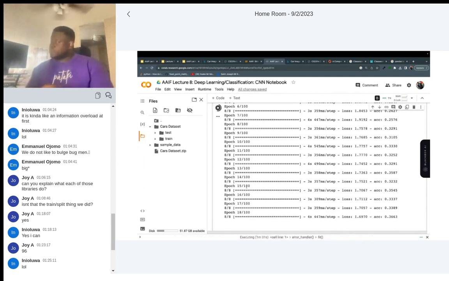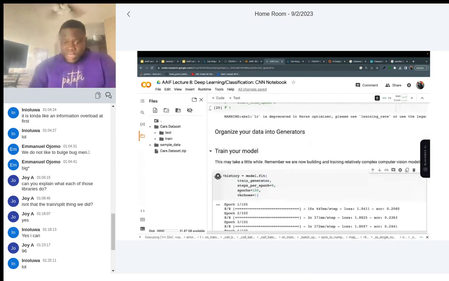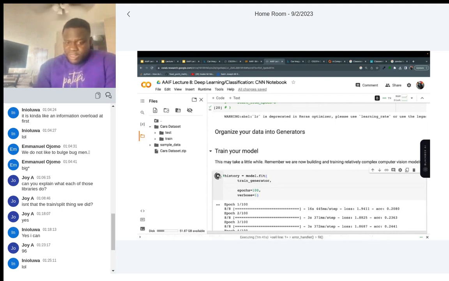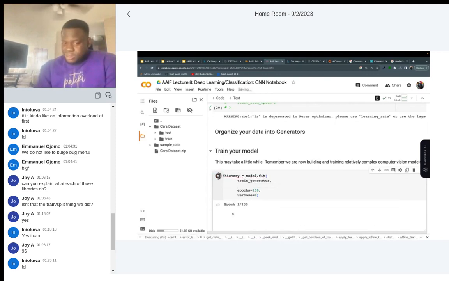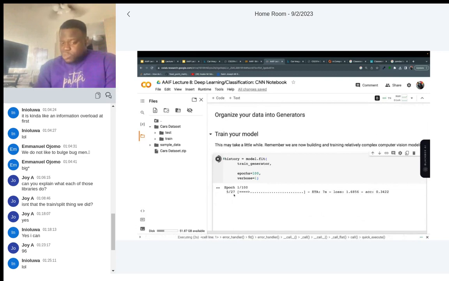If I want to increase it, you can see here I changed steps per epoch to 8. That's why this is 8/8. If I remove it, it's going to be something different. You can see it's 27 by 27, but it's going to take a longer time.